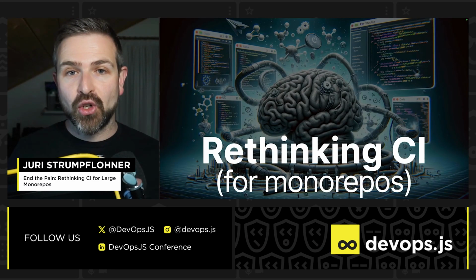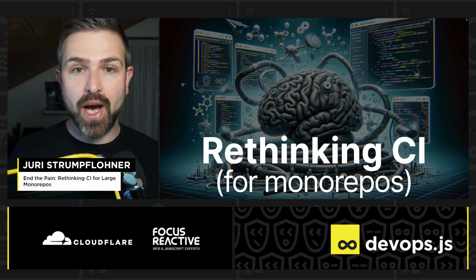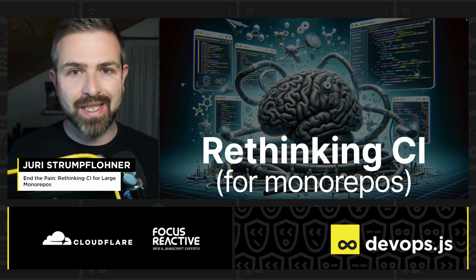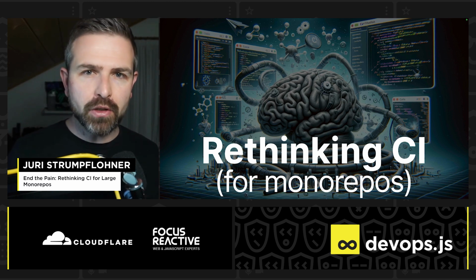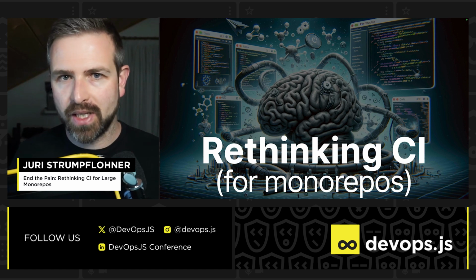All right. So today I would like to talk a bit about how we could potentially rethink how CI works compared to the current CI situation that we have, with a particular focus on monorepos and potentially large monorepos. So how we could optimize that.